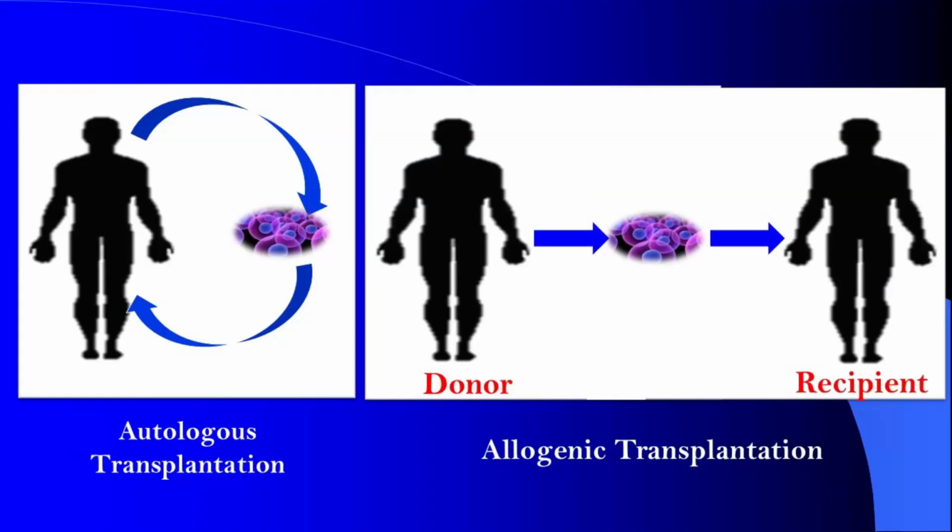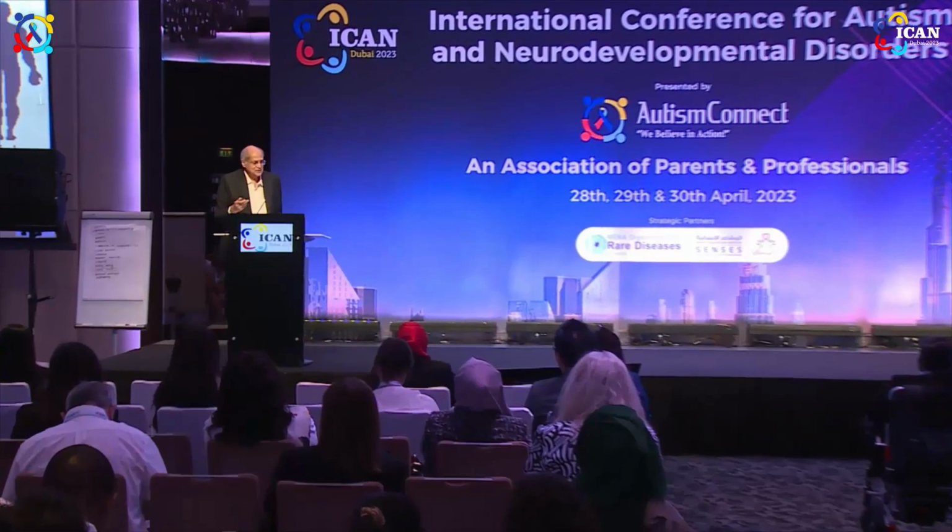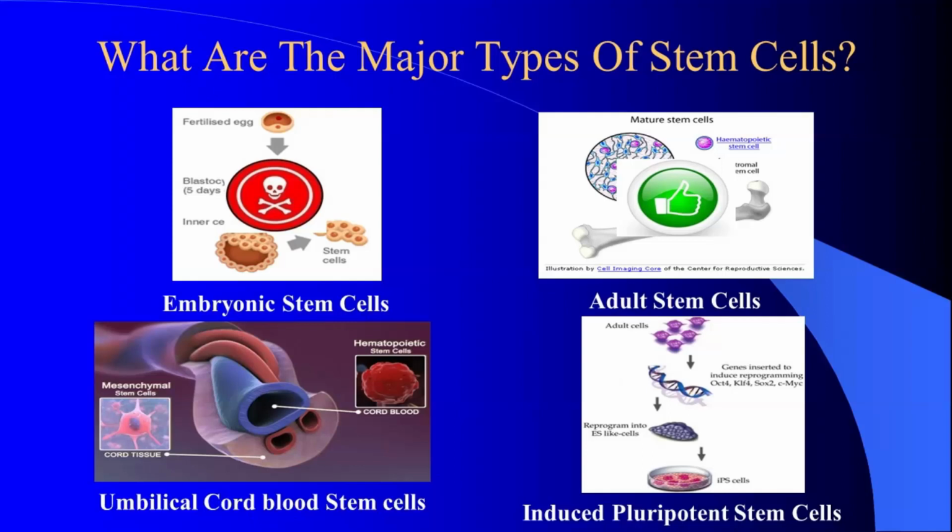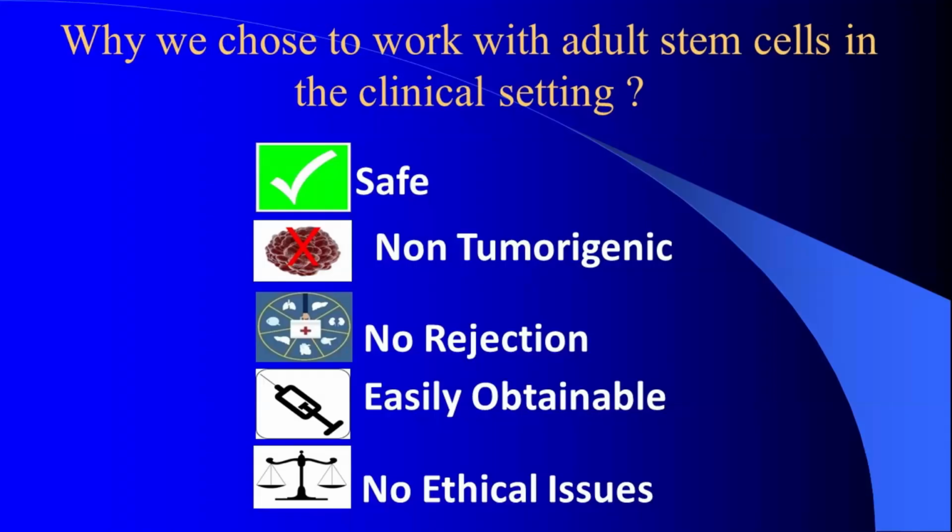Cells are of two types. You can be autologous, when you take from the patient, put it back in the patient, or donor cells, when you take it from somebody else. There are different types of cells. You can get them from the embryo, but this is very controversial, so we do not use it. You can get them from the umbilical cord. You can get it from the patient itself, from the bone, and that's what we use. They are called adult stem cells, and induced pluripotent stem cells are in the research stage. So we work with adult stem cells because they are safe, they don't form tumors, they have no rejection, they are easily obtainable, and there are no ethical issues.